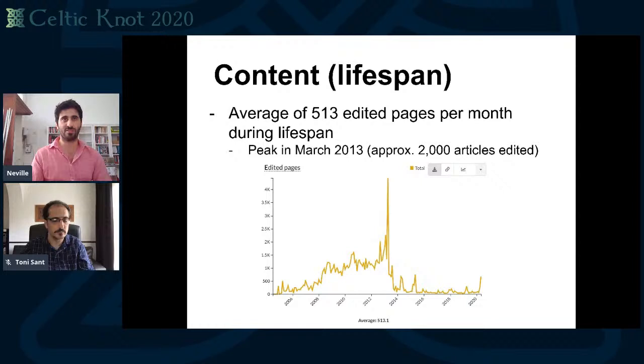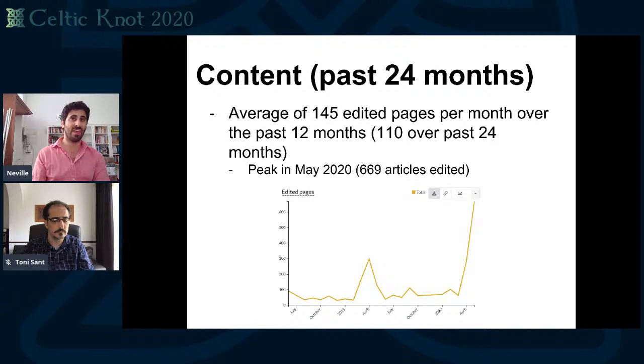In fact, if we look at the content over the past 2 years, we can see that it's been more or less stable for the most part, with a small spike in April 2019 and an even bigger spike over the past couple of months. And this, I think, coincides with our participation in CE Spring, which took place in April and May of 2020. So we're starting to see the fruits of our labor in terms of our engagement with Maltese language Wikipedia.